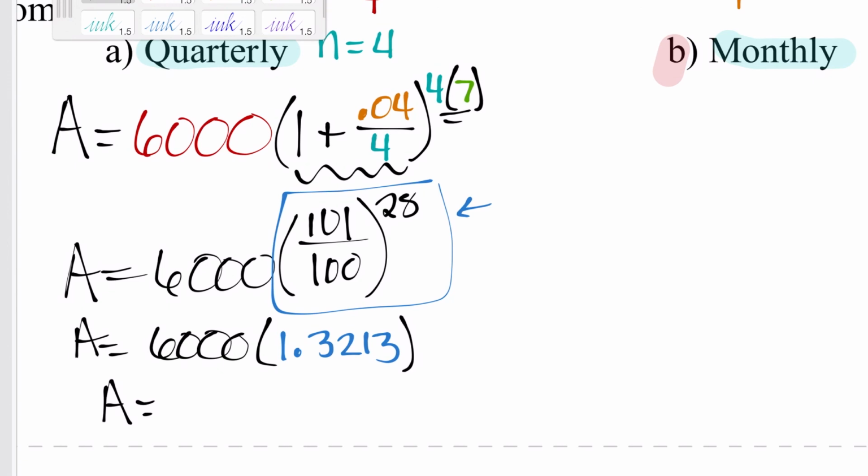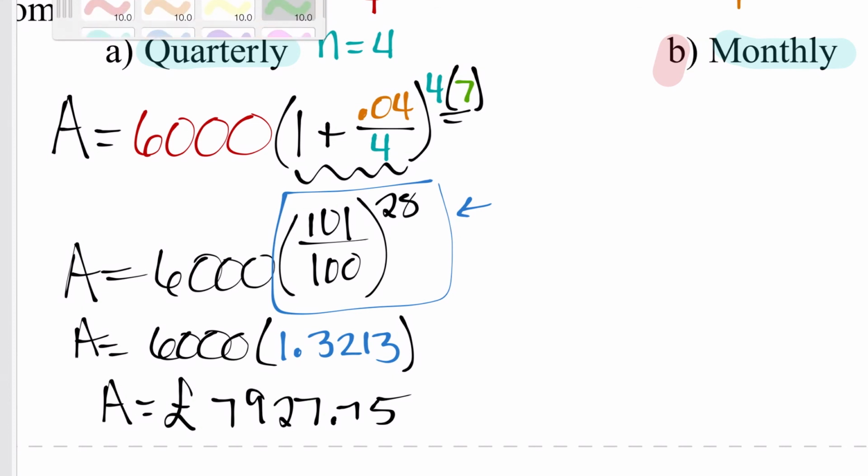So my finished amount after 7 years in that account, and this is in pounds, not tacos, is 7,927 pounds and 75 pence. We do want to be careful on where we're rounding to because this is money. We only have two numbers after that decimal.